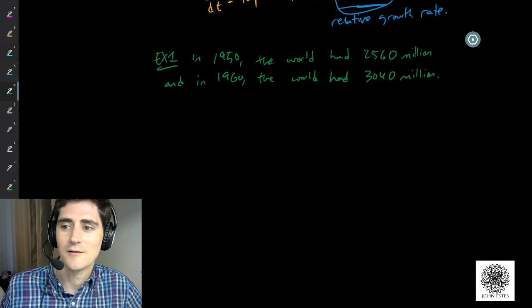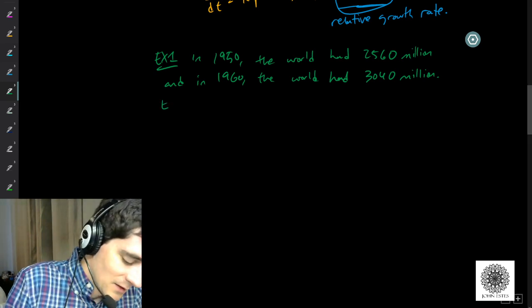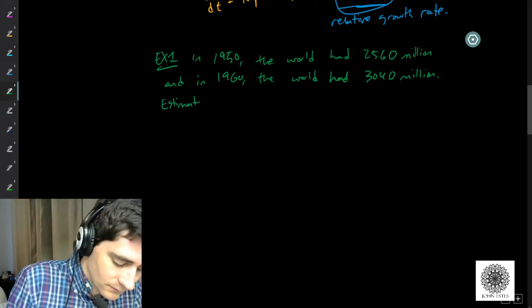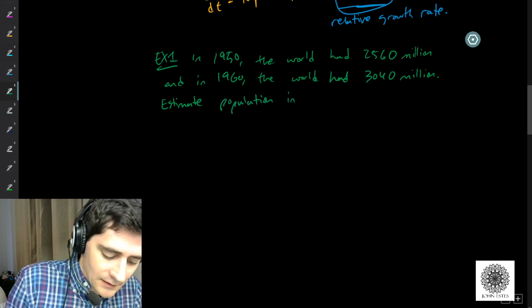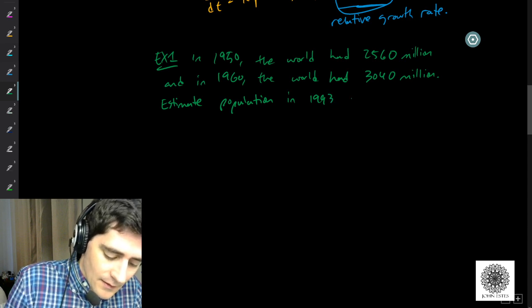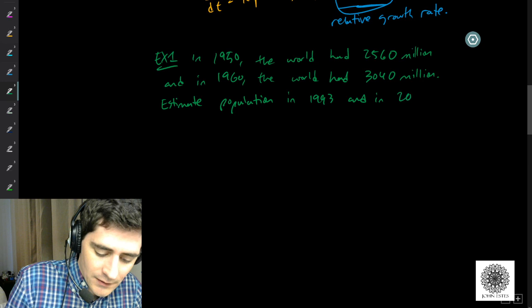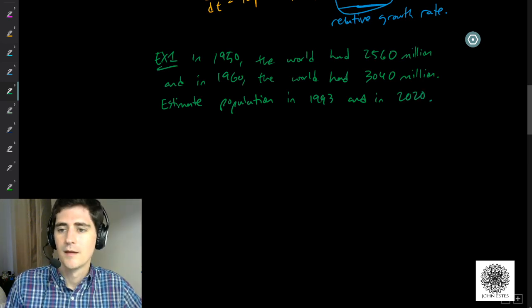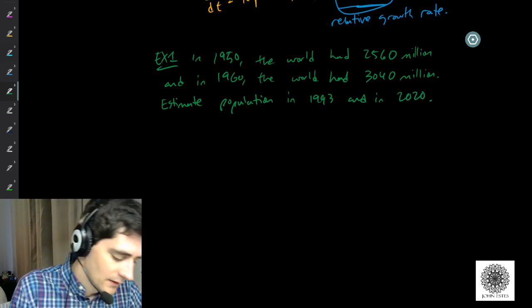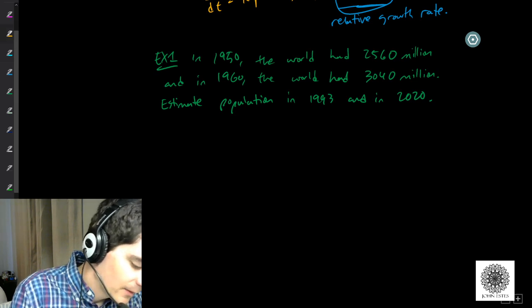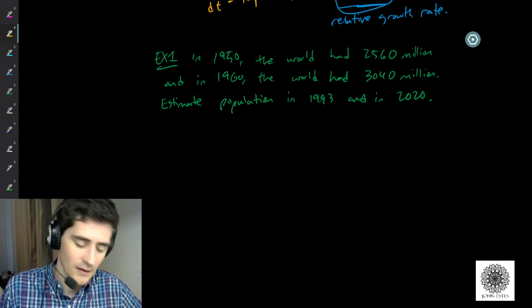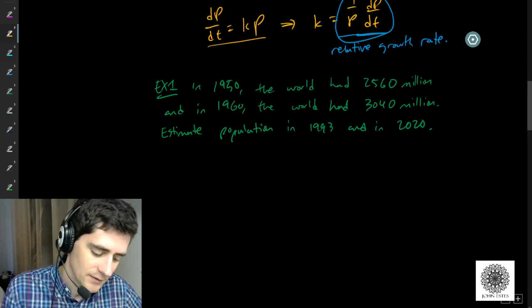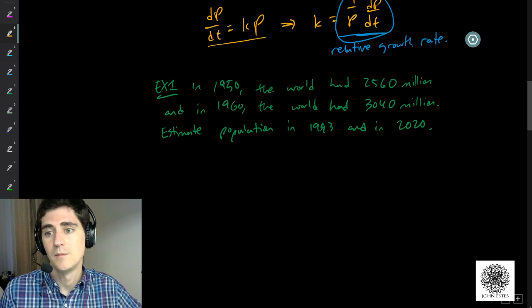Okay, so we're actually going to be current. All right, so estimate population in 1993 is what we said, and in 2020. Okay, and let's see if we can figure this out. Now, this is a population growth model, so we know we're satisfying this differential equation, dP/dt = kP.